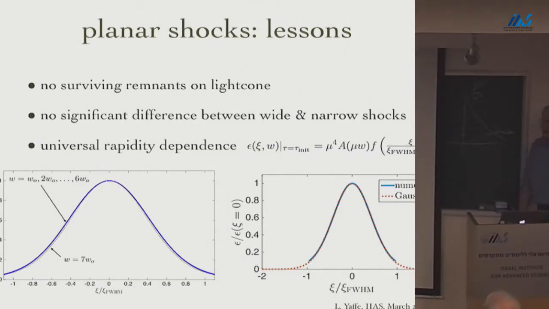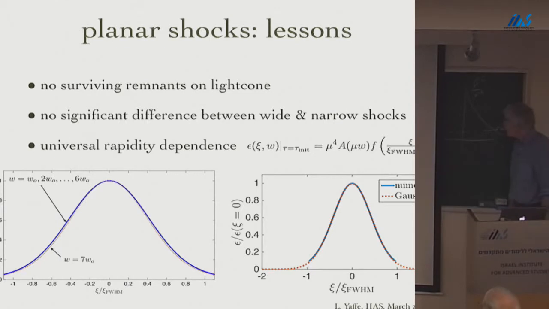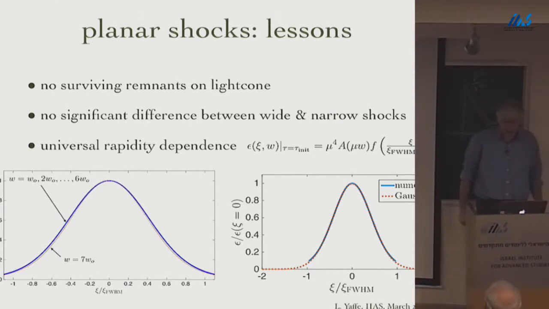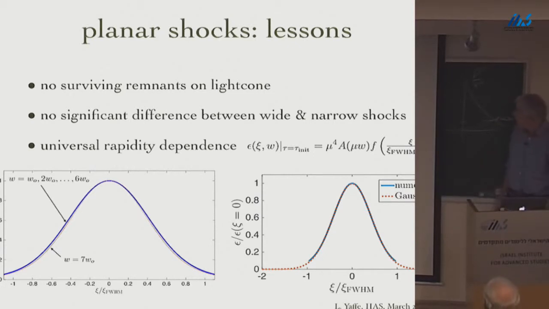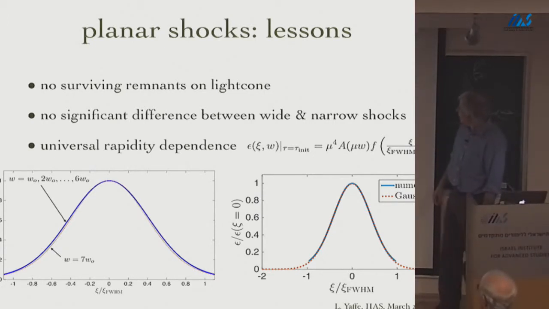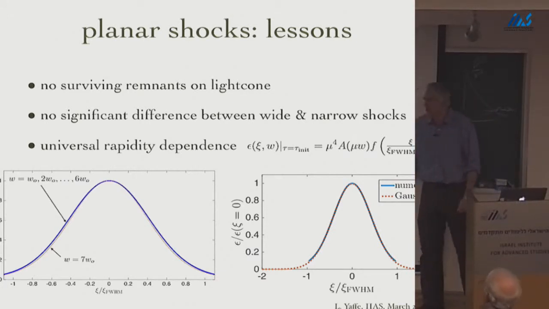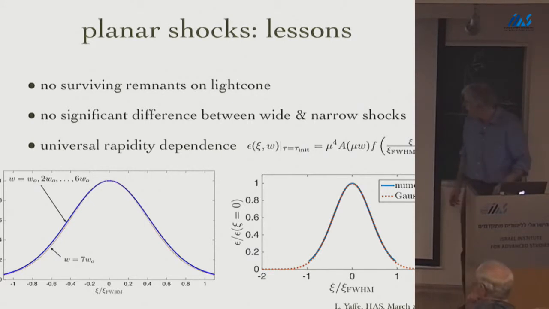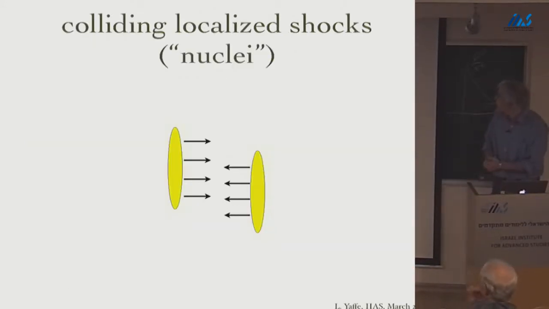You can look at this in detail. An interesting thing is to actually look at the rapidity dependence of the energy that's in the interior of that outgoing light cone. It is stunningly close to having a universal Gaussian form, which doesn't have a good explanation. Five minutes, wow. Okay, that was planar shocks.